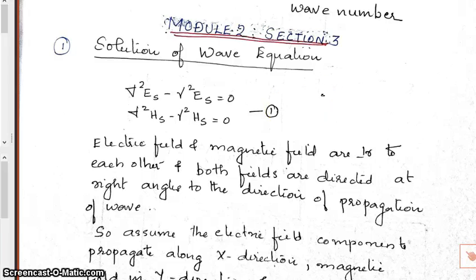So good morning all. In this section we will see the solution of wave equation. So we have already derived the wave equation in terms of magnetic and electric field as del square Es minus gamma square Es is equal to 0 and del square Hs minus gamma square Hs is equal to 0. Now the next step is to find out the solution of this wave equation.